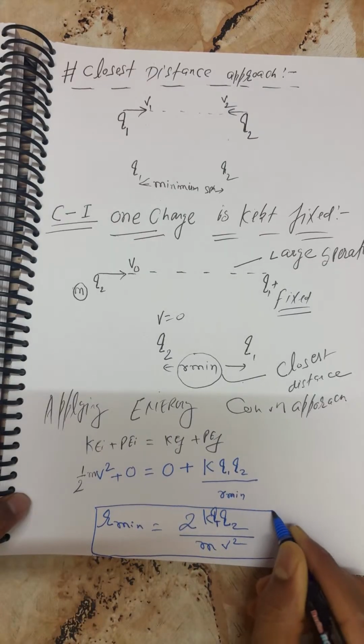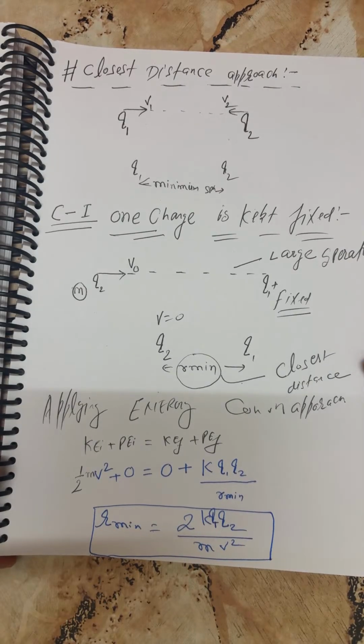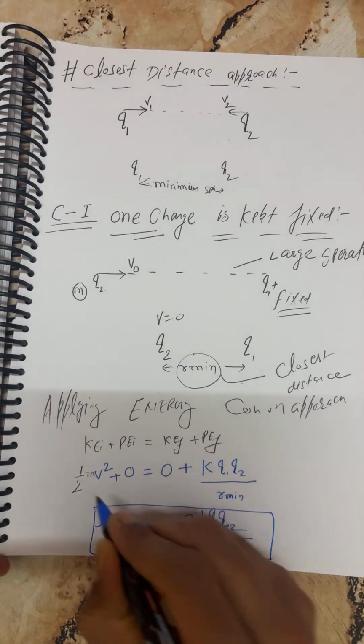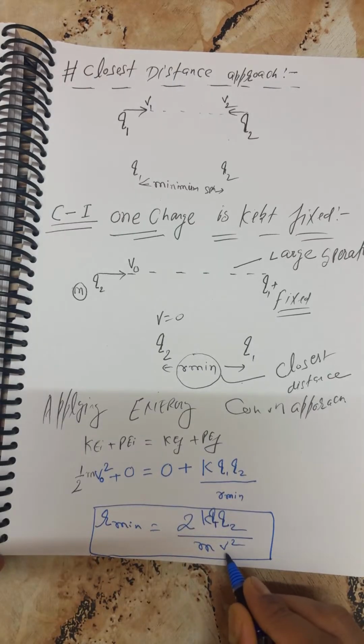So in case 1 we got the result as the closest distance of approach. Sujit noticed something: V naught square, sir, V naught square. You are correct, I wrote V square only. God bless you, Sujit, for the correction.